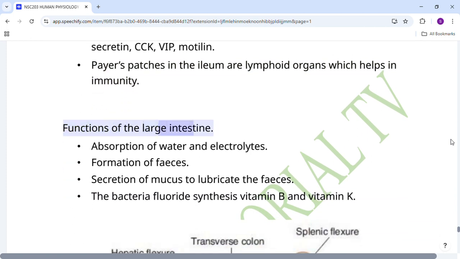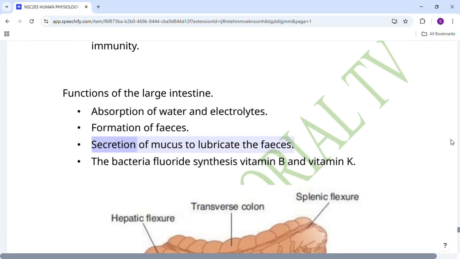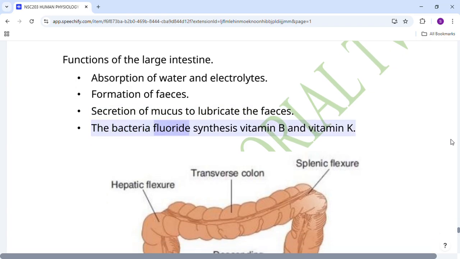Functions of the large intestine: absorption of water and electrolytes, formation of feces, secretion of mucus to lubricate the feces. The bacterial flora synthesize vitamin B and vitamin K.